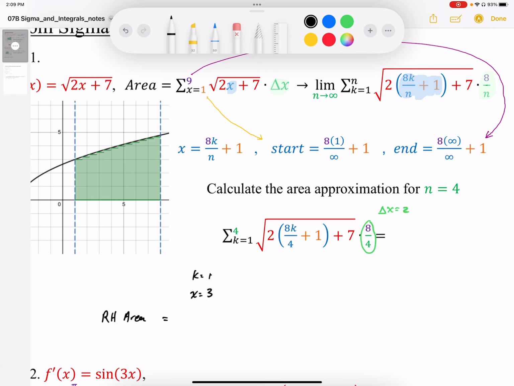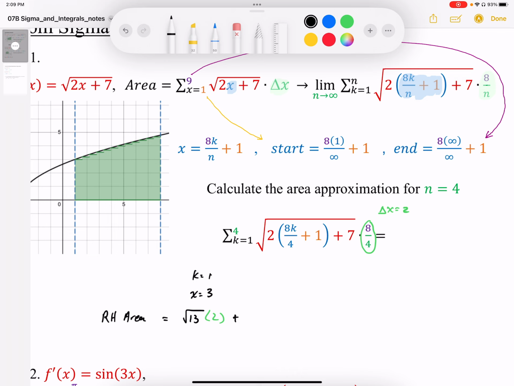So I plug in k as 1: 1 times 8 divided by 4 is 2, plus 1 is going to give me 3. So when I plug in x equal to 3, I get 2 times 3 plus 7, that's going to be 13. So I end up with square root 13 as my height. My interval width is 2, so I'm going to multiply that by 2.